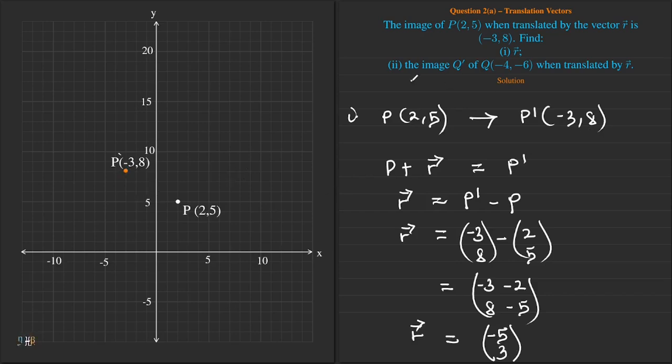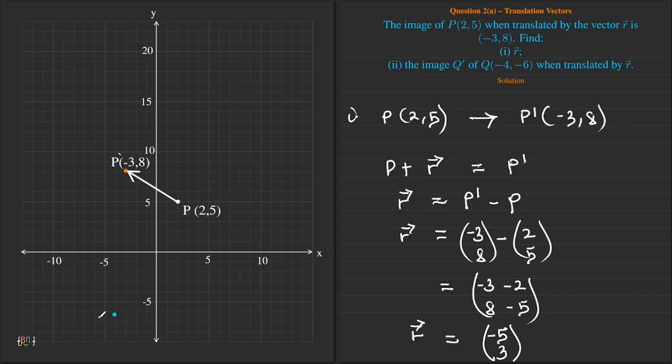Now, the second part of the question says we should find the image of K, and K is negative 4, negative 6. We want it to also be translated by this same translation vector. Let's quickly try doing it here on the graph, and then we can solve so we see how we can confirm our answer with both.